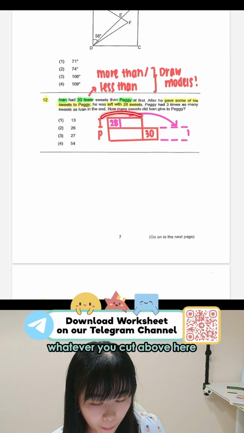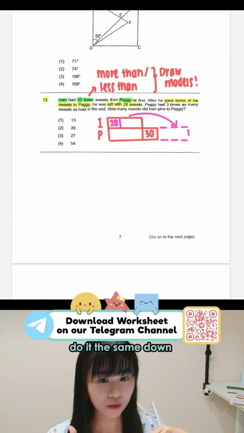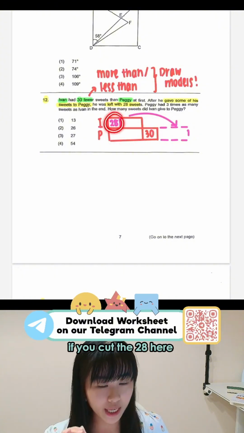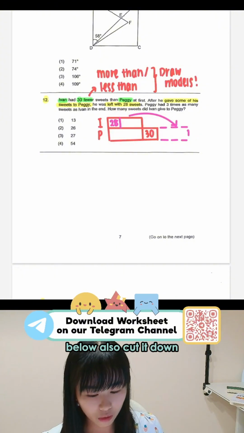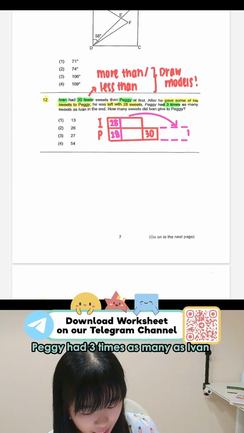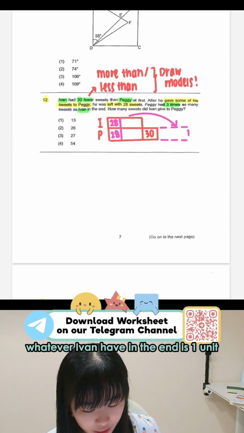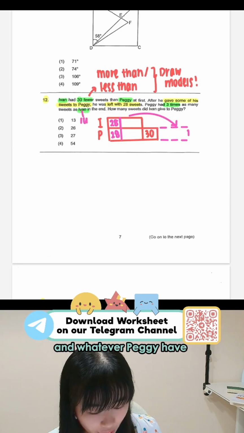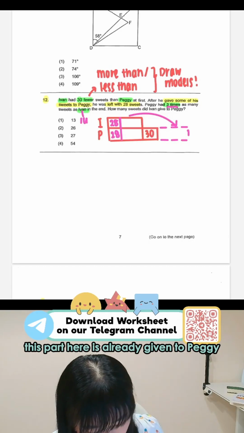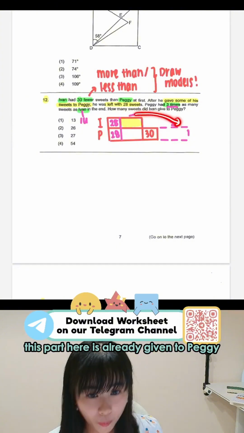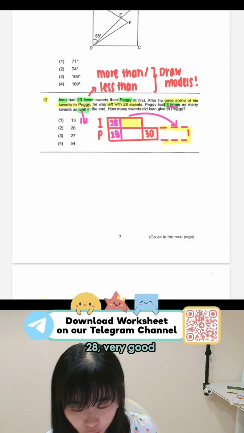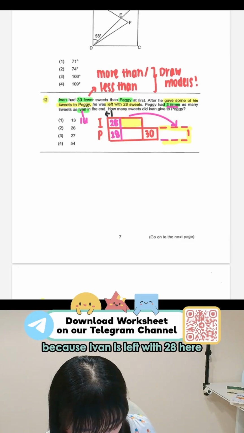Whatever you cut above here, do it the same down so that you can compare easily. So I want you to make sure if you cut the 28 here, below also cut it down. Now we can fill up the units here. Peggy had 3 times as many as Ivan in the end. Whatever Ivan has in the end is 1 unit, and whatever Peggy has in the end is 3 units, because 3 times. This part here is already given to Peggy. So can you tell me, Ivan, that 1 unit is equal to 28? Very good, because Ivan is left with 28 here.